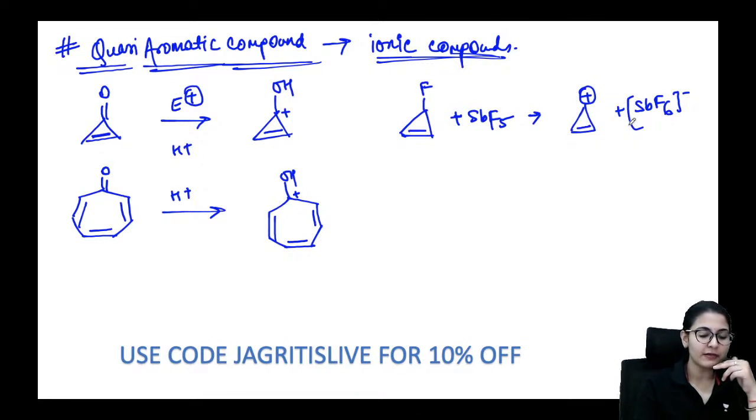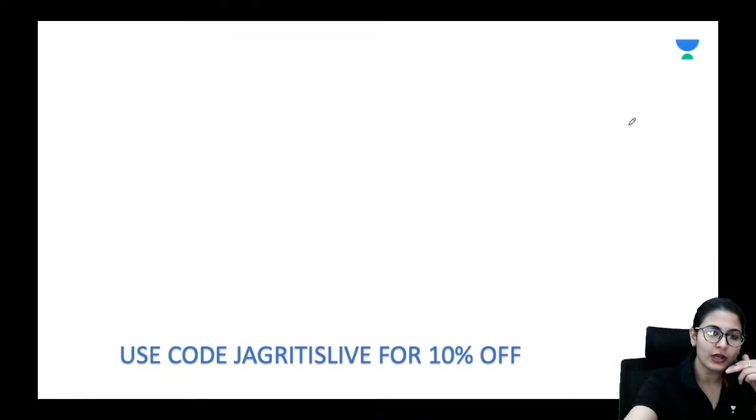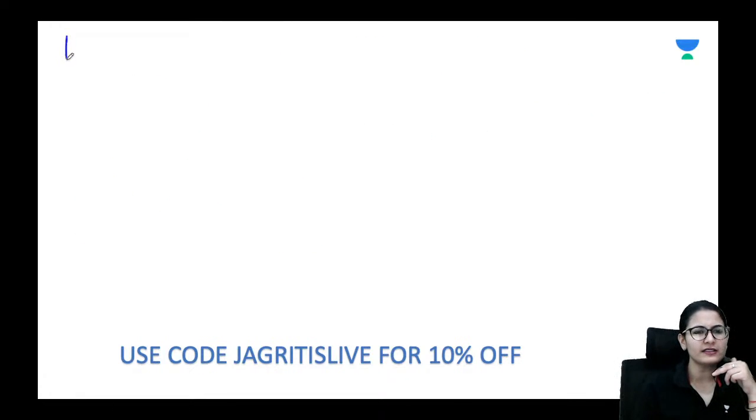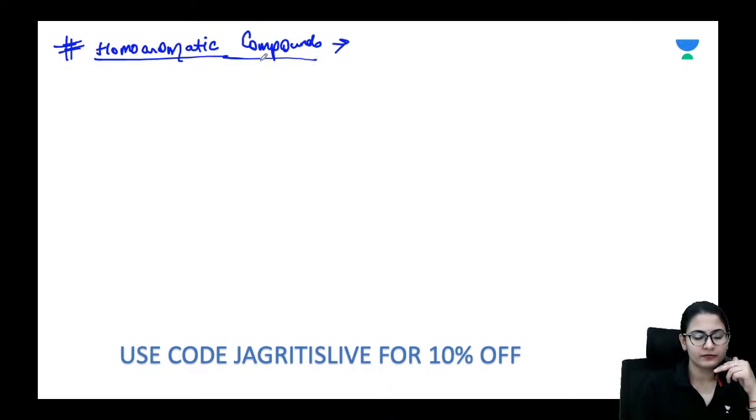So guys, please remember the ionic aromatic compounds are quasi-aromatic compounds. One more category remains, that is your homoaromatic compounds. Have you heard about this? Everyone has heard of homoaromatic, everyone knows, isn't it? Yes, you have heard about homoaromatic compounds. Yes. All right, very very good.